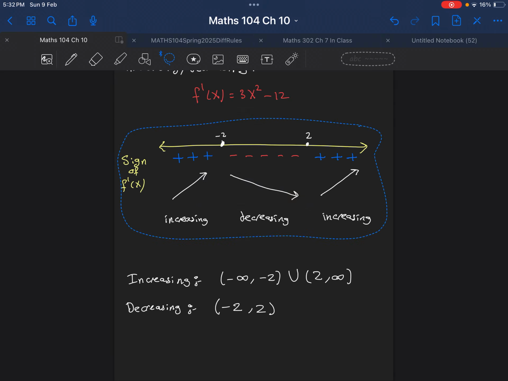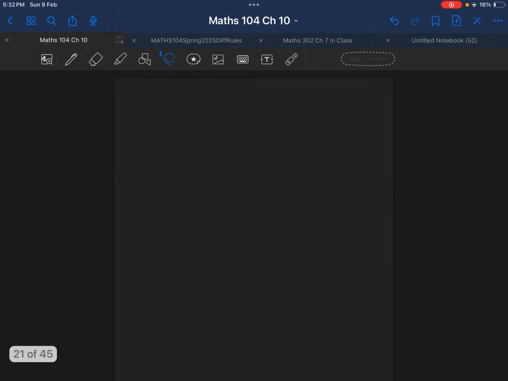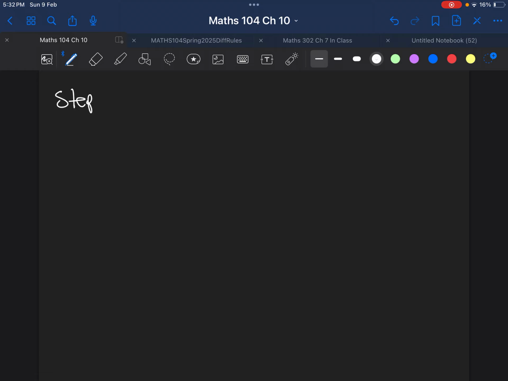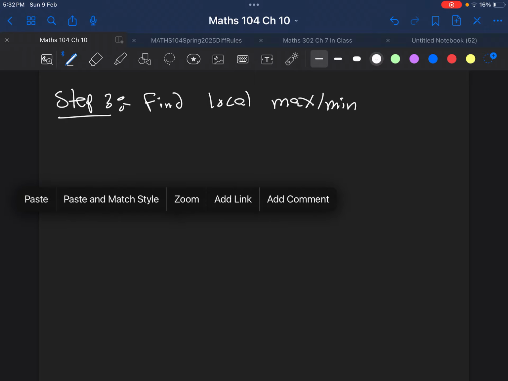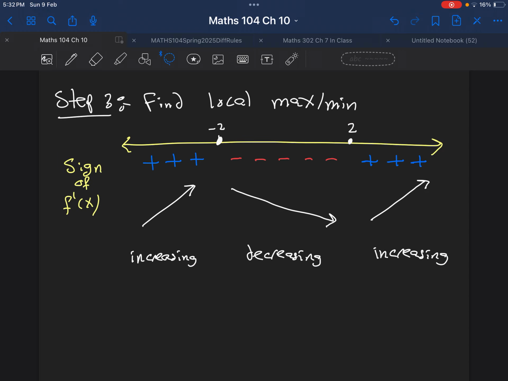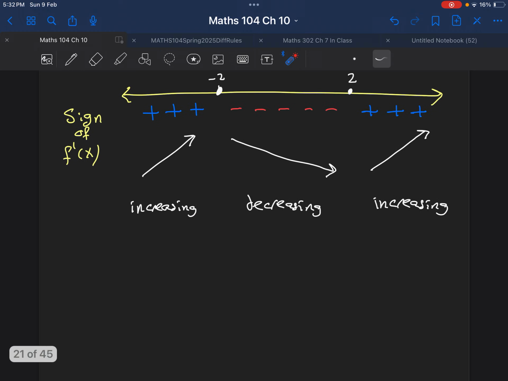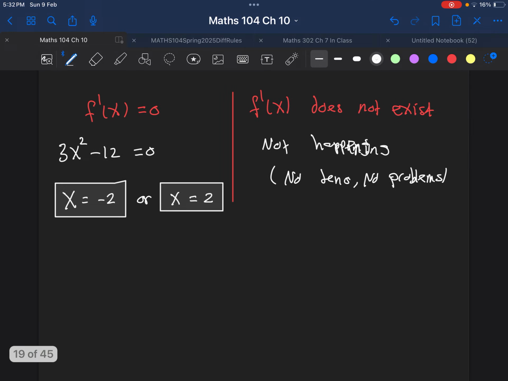And that's what we found here for the derivative. Next and final step is to find where it is local maximum and local minimum. So step number 3, find local maximum and local minimum. I will paste the same table we just did because it will help me directly find that the maximum happens when you have increasing and then decreasing. Go up and then go down. So this will be local maximum.